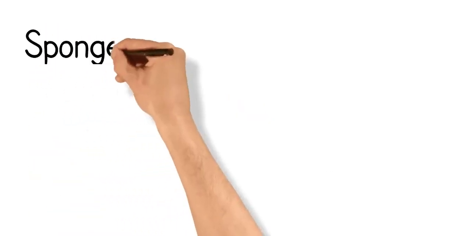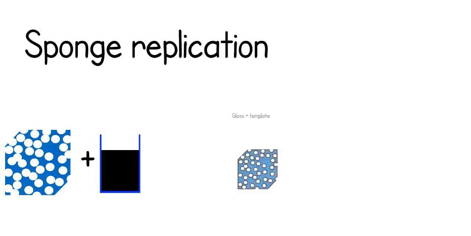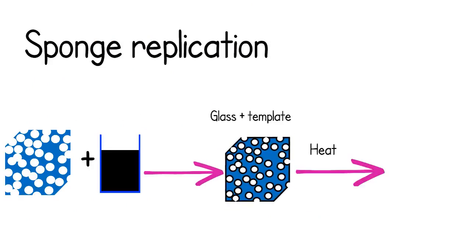sponge replication. This involves the use of a sponge template made from polymers. A slurry made from glass particles dissolved in a liquid is poured over the template, and then heat is applied to burn out the template and solidify the glass, leaving a sponge-like scaffold.